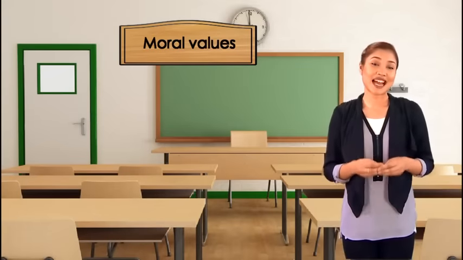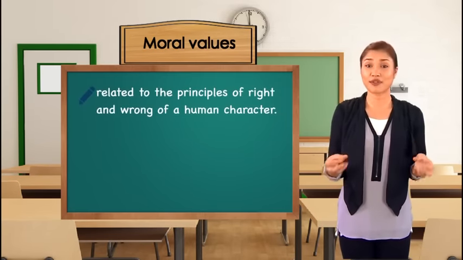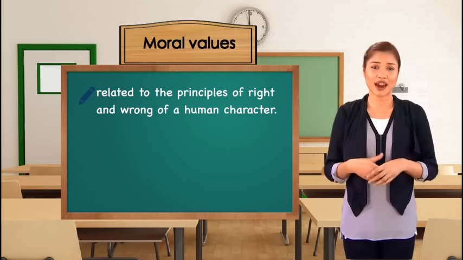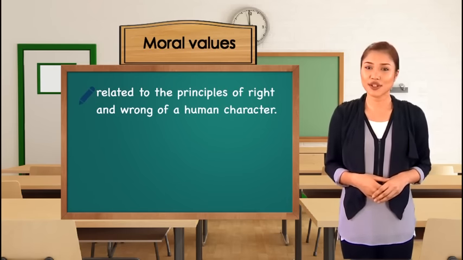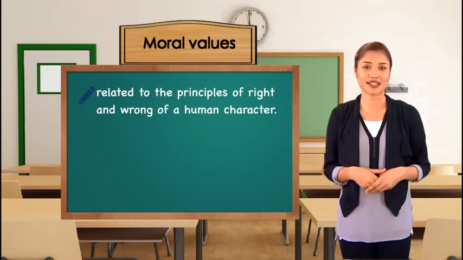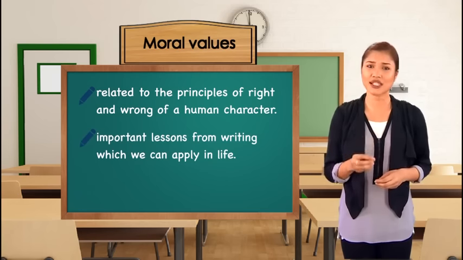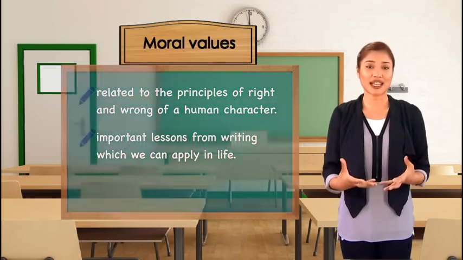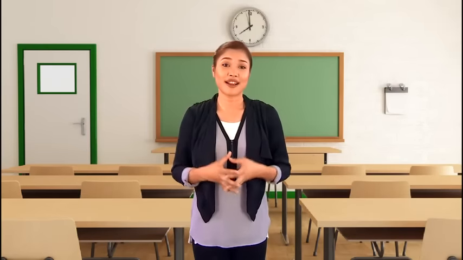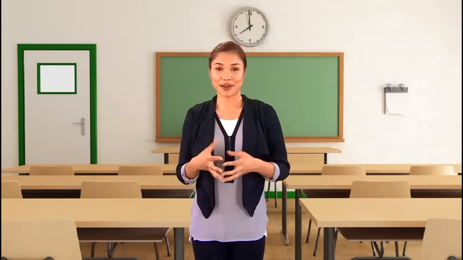Moral values are standard accepted principles of life. It relates to the principles of right or wrong of a human character. It is also the standards of good and evil which govern a person's behavior and choices. In literature, moral values are important lessons from writing which we can apply in life. There are several moral values highlighted in this short story. Let's study all of them.